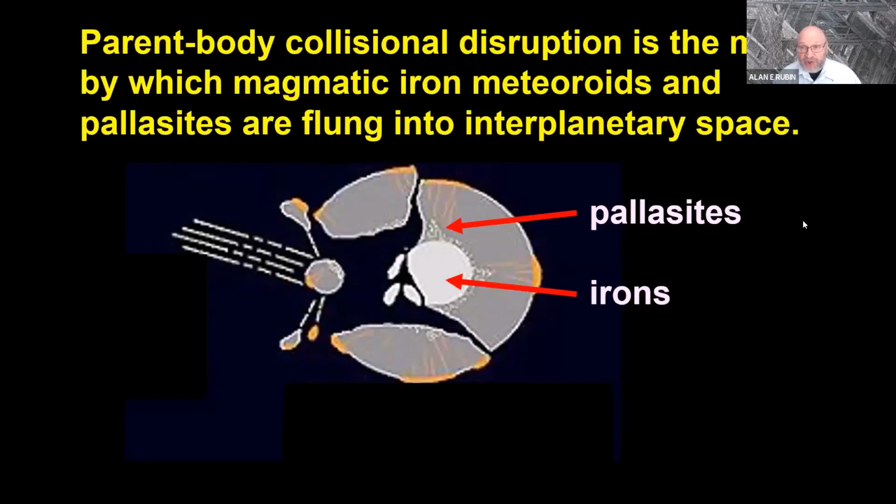Parent body collisional disruption is the means by which magmatic iron meteoroids and Pallasites are flung into interplanetary space. We have a differentiated body over here. Irons are in the middle. Pallasites are at the core mantle boundary here. A large projectile comes in, shatters this body, and these different chunks of the body, the stony material, the Pallasite material, and the iron material, are launched into interplanetary space.